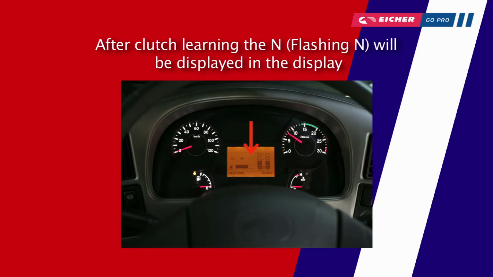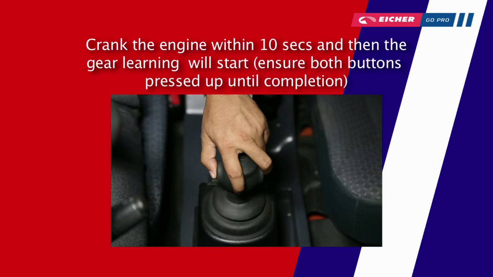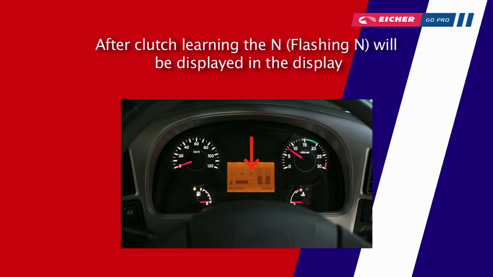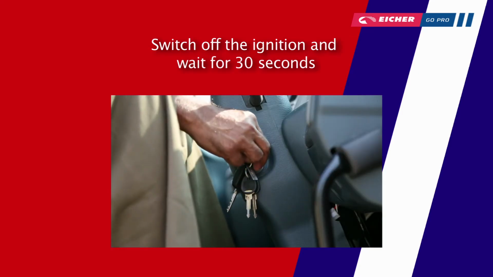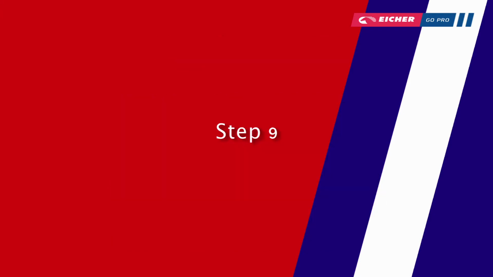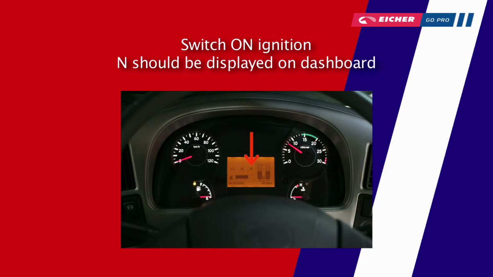Step 5. After clutch learning, a flashing N will be displayed in the display. Step 6. Crank the engine within 10 seconds and then the gear learning will start. Ensure both buttons are pressed until completion. Step 7. After the gear learning, the N will be continuously present in the display, which indicates that the learning is successfully completed. Step 8. Switch off the ignition and wait for 30 seconds. Step 9. Switch on ignition. N should be displayed on the dashboard.